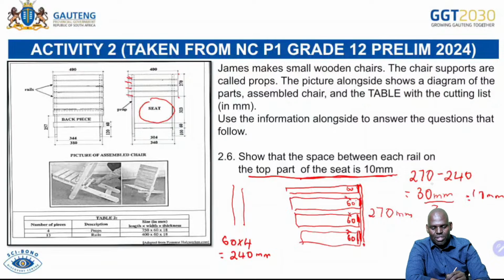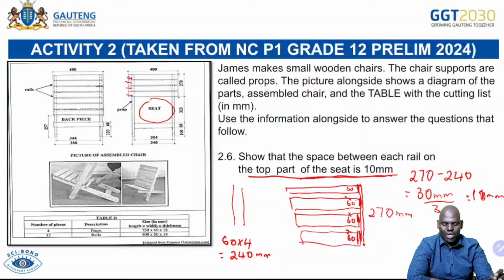Remember, 30 millimeters is the total of the 3 spaces. And then if we want the space between each rail, we take 30 millimeters, we divide it by 3, and then we get 10 millimeters. Okay, that is how we're supposed to calculate it.